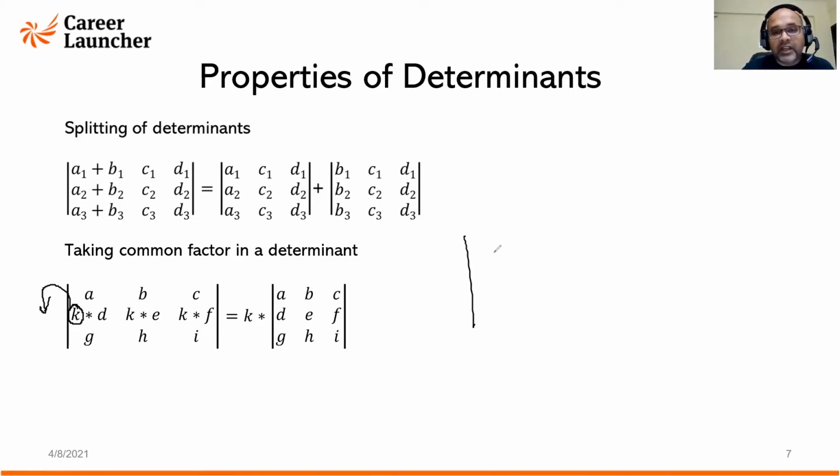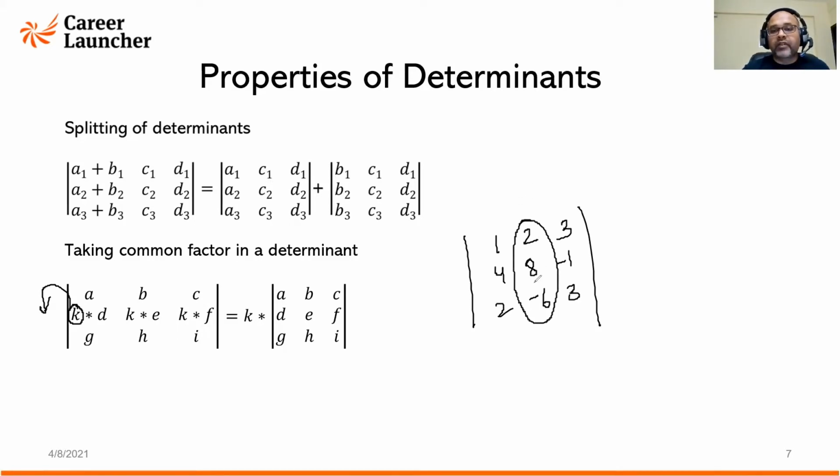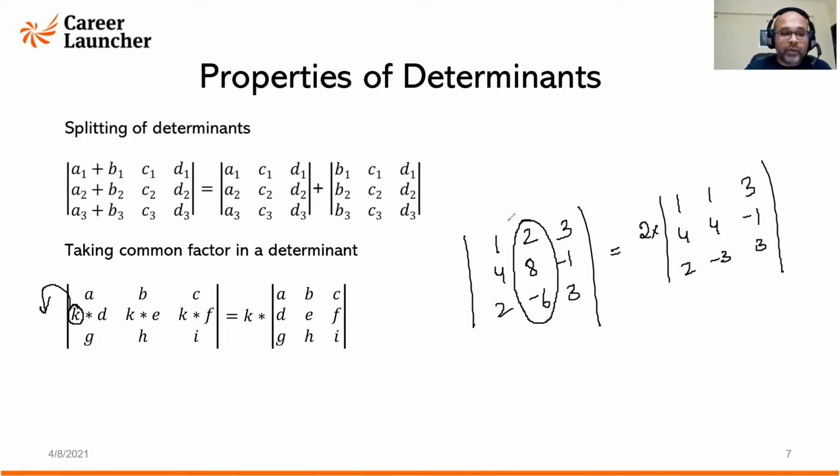So it means if I have a determinant 1, 2, 3, 4, 8, minus 1, 2, minus 6, 3, in the middle column, I can take 2 common. So I can write this as 2 into 1, 1, 3, 4, 4, negative 1, 2, negative 3 and 3. And the answer is still the same. It will not change. This is again an important property. It is not just about a column or a row; for both a row or a column, the property is applicable.